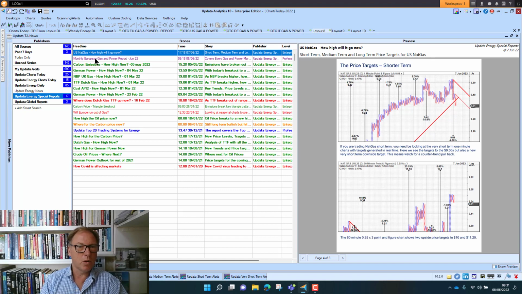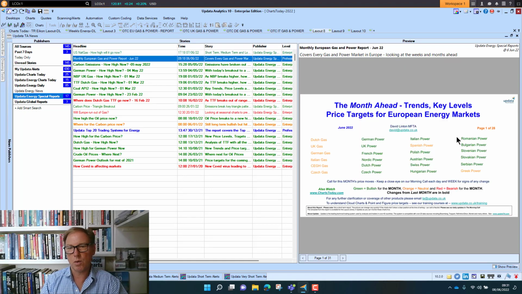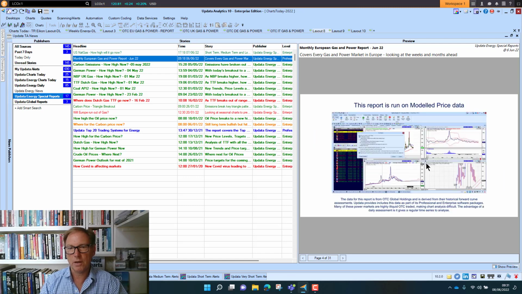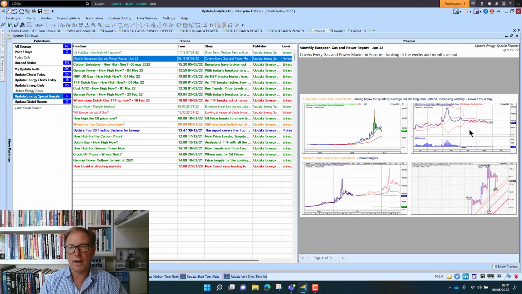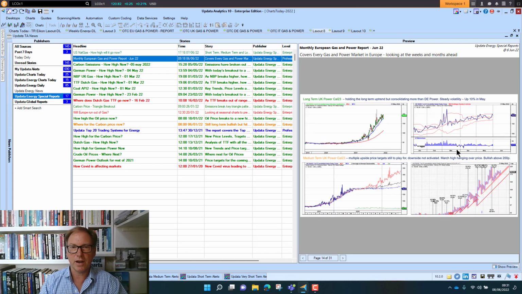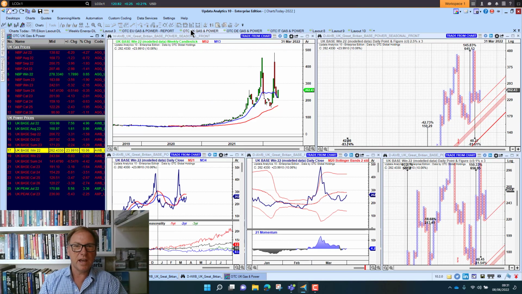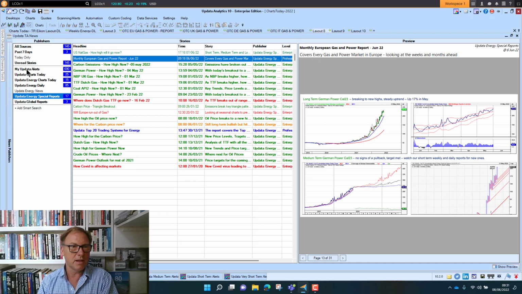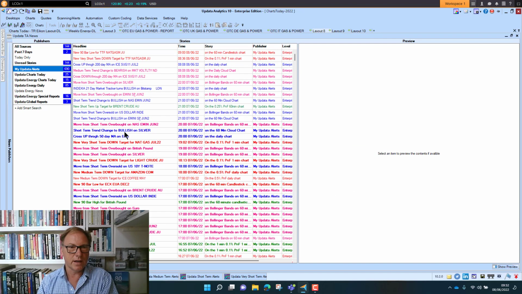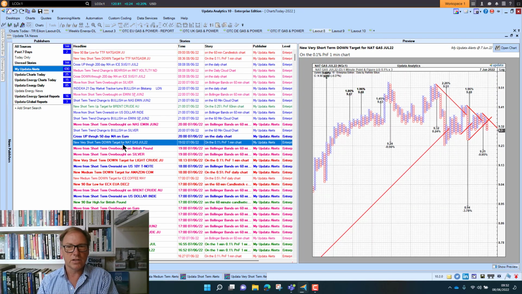In our special report, our monthly European power and gas report, we cover every power market in Europe. So we give you calls and the analysis on all those charts, every single power market in Europe. So it's quite key as well. Take a look at that and keep an eye on your targets. Remember to read through the reports and watch those alerts, because they are going to be key through your trading day.